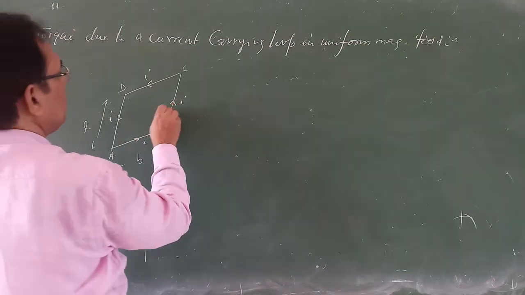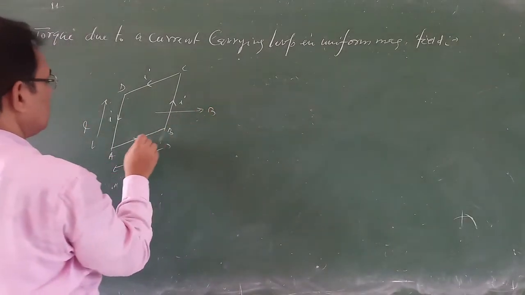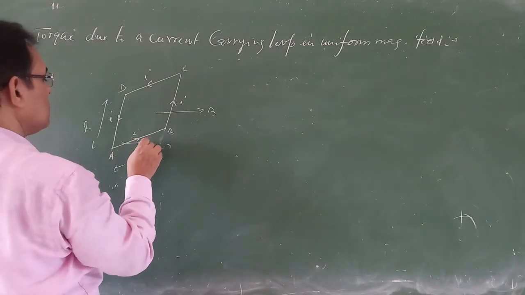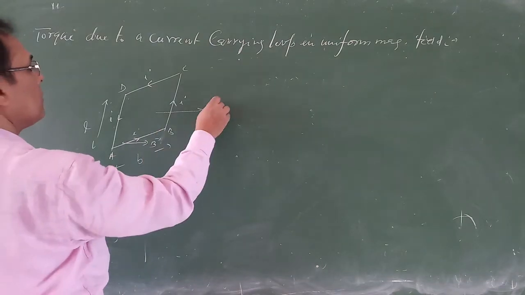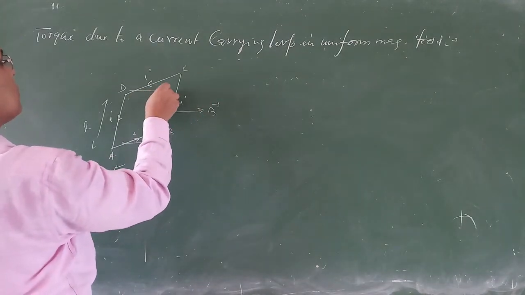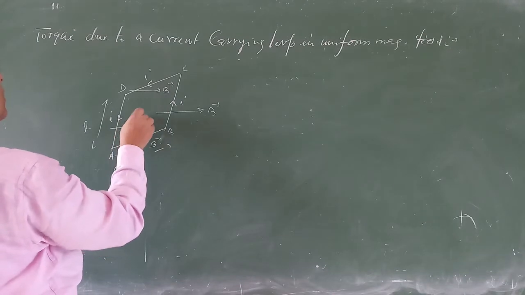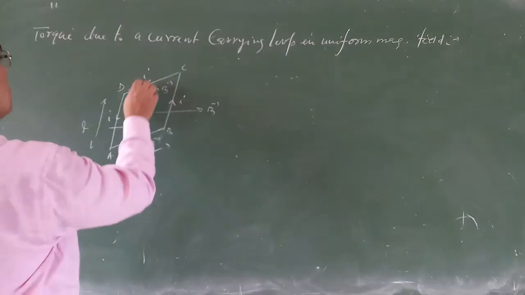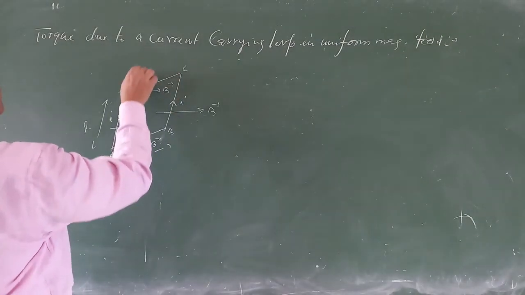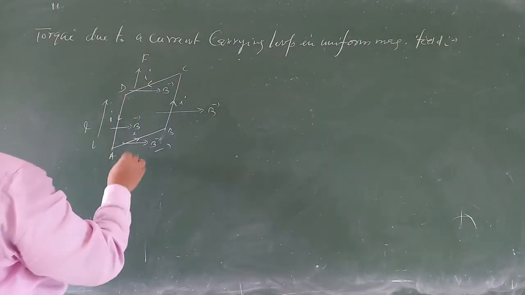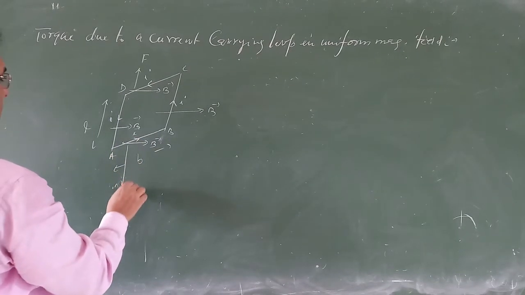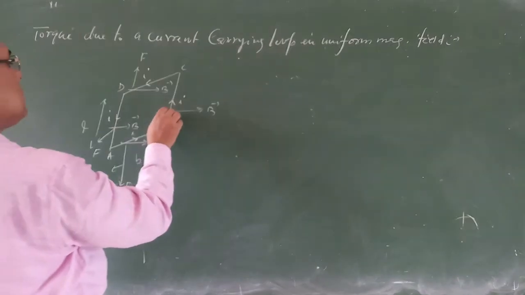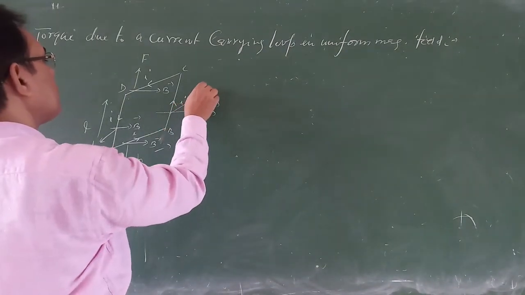Let the magnetic field be passing in this direction. This is the direction of magnetic field. So what happens? Here on this side a force F develops in this direction, and here a force F develops in this direction. Here also forces develop in these directions.